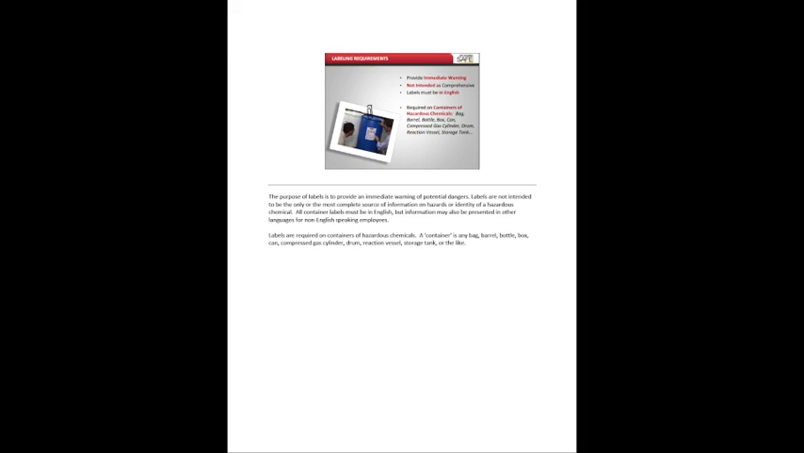Next slide. The purpose of labels is to provide an immediate warning of potential dangers. Labels are not intended to be the only or the most complete source of information on hazards or identity of a hazardous chemical. All container labels must be in English, but information may also be presented in other languages for non-English speaking employees. Labels are required on containers of hazardous chemicals. A container is any bag, barrel, bottle, box, can, compressed gas cylinder, drum, reaction vessel, storage tank, or the like.